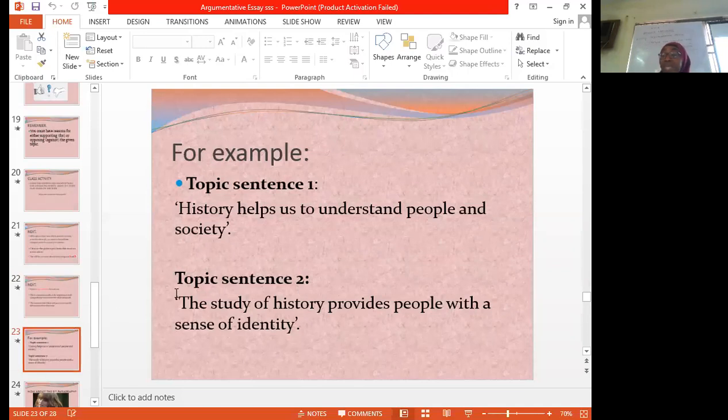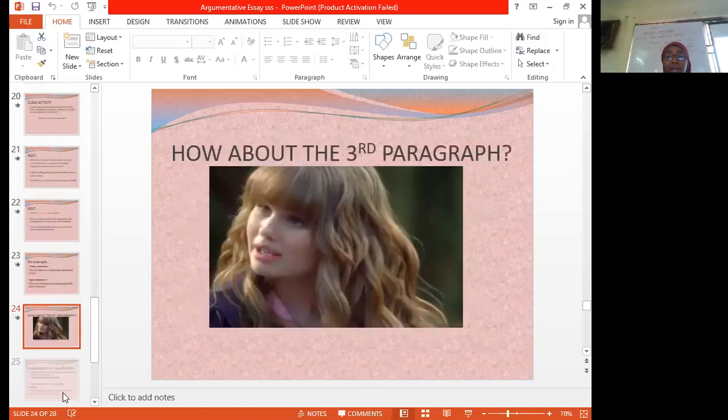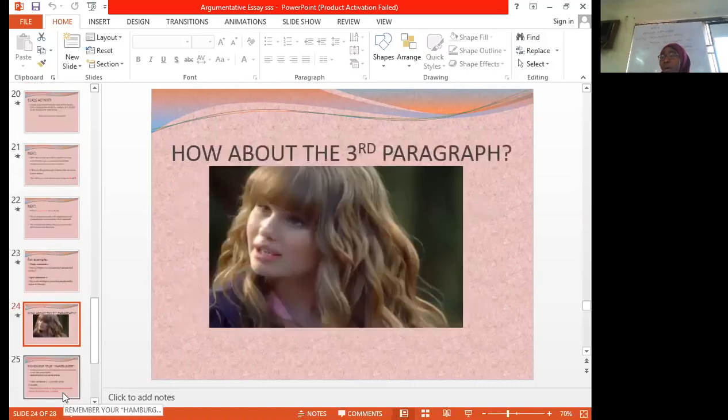Then the topic sentence for point number 2: the study of history provides people with a sense of identity. So when you write more on how it does this, you're building your paragraph. Then you might want to ask, well, how about the top paragraph? How do you bring it in?